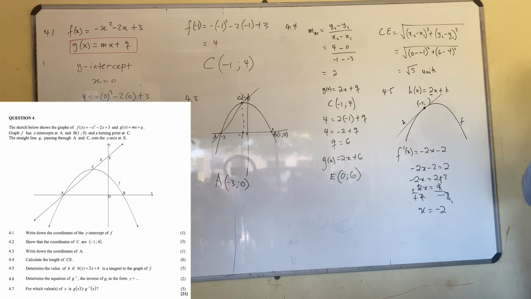Let's remember why we are doing this. We are doing this so that we can find the coordinates of this point where the tangent touches the curve. Once we find the coordinates of that point, we will substitute in h of x to find k. Good. Now we need the y coordinate. How do you find the y coordinate now?